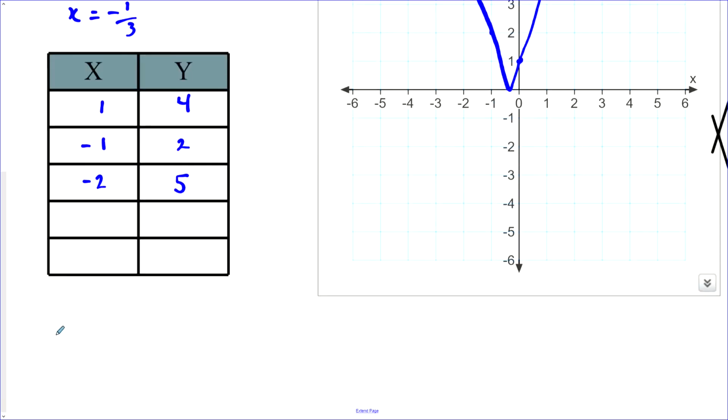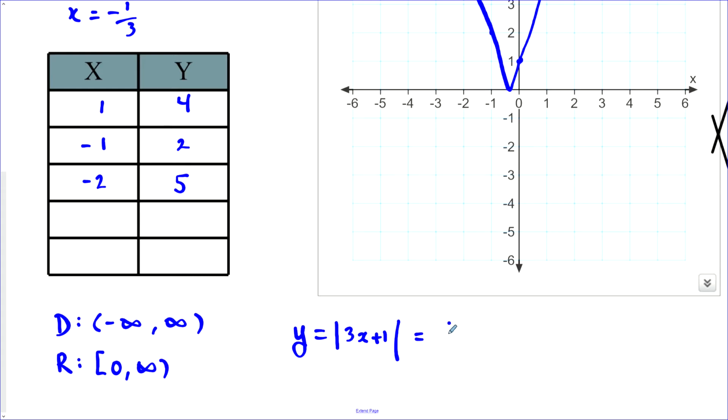So the domain, we'll do this in interval notation, is any real number. And the range, also interval notation, greater than or equal to 0. And the last part was rewrite this equation as a piecewise function.